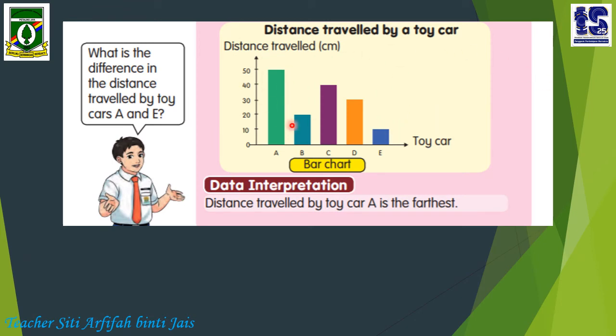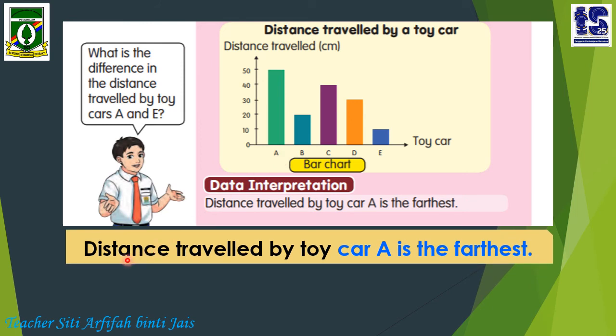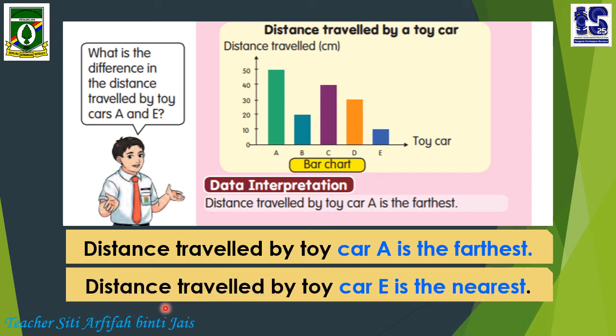How can we interpret this bar chart? Look at the type of toy car and the distance. Distance traveled by the toy car is the farthest. Look at this bar. We can also interpret distance traveled by toy car A is the farthest and distance traveled by toy car E is the nearest. This is how we interpret the collected data.